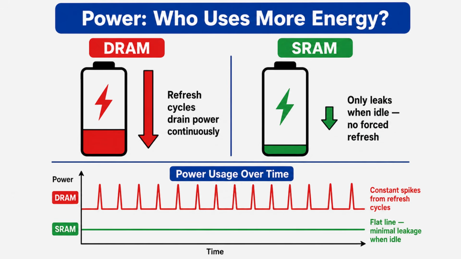What about power consumption? This one's interesting. DRAM actually uses more power than you might expect because all those refresh cycles constantly drain energy, even when you're not actively reading or writing data. SRAM doesn't need those refresh pulses, so it's more efficient when idle. That's a big deal for mobile devices and embedded systems where battery life matters.